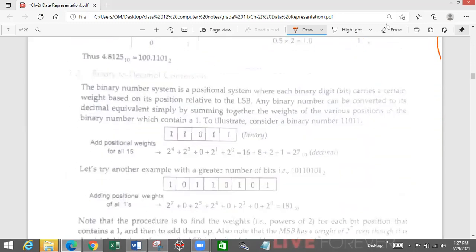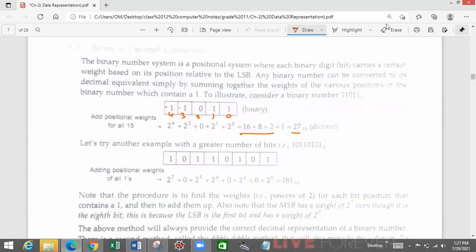Now, the next one is binary to decimal conversion. How can we convert a binary number to a decimal number? Binary to decimal is very simple. We had discussed it yesterday. Suppose the number is 11011. We will give them different positions. This will be position number 1, position number 2, 3 and 4. We will calculate the power of these positions, multiply with these digits and add. That way you can get the equivalent decimal value.